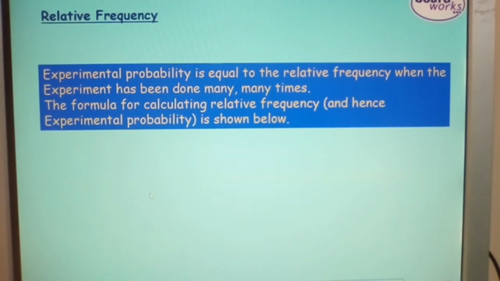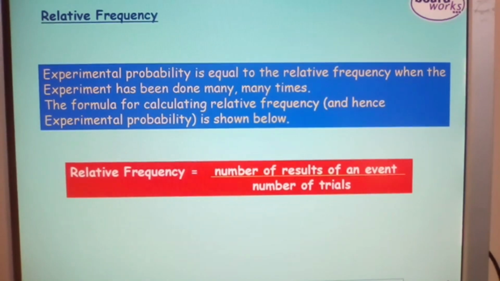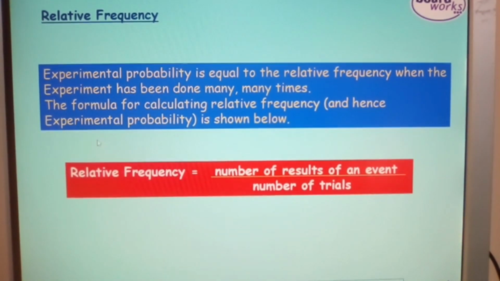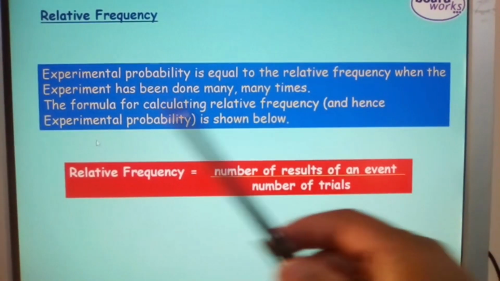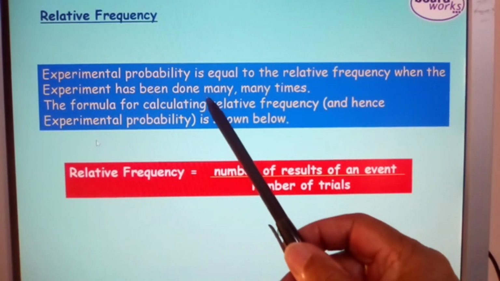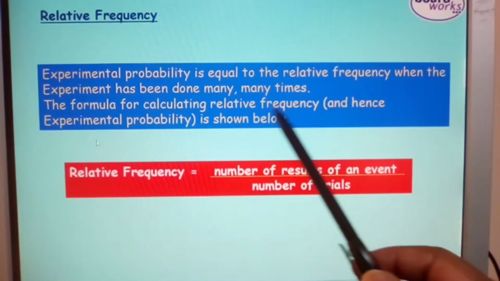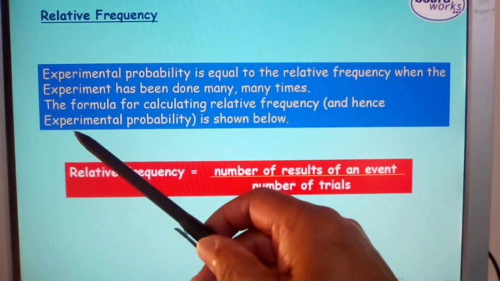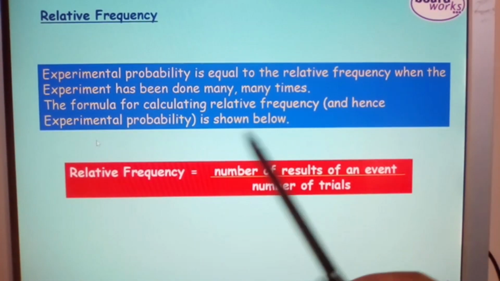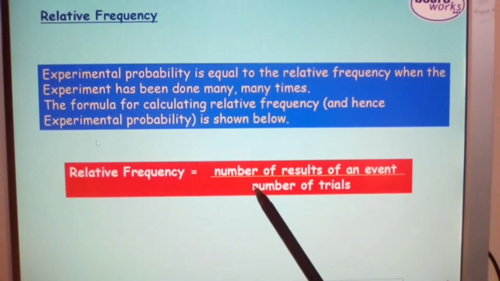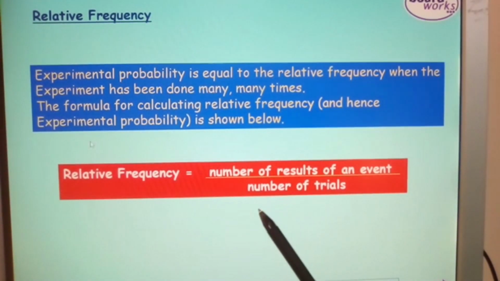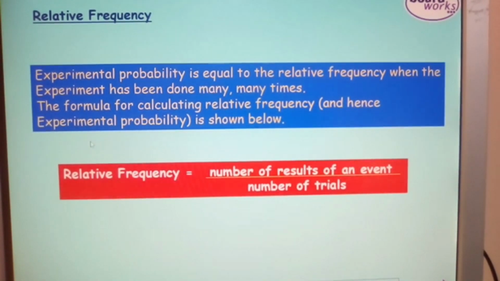Relative frequency. Experimental probability is equal to the relative frequency when the experiment has been done many times. The formula for calculating relative frequency and hence experimental probability is shown below. Relative frequency equals number of results of an event over number of trials. Okay?